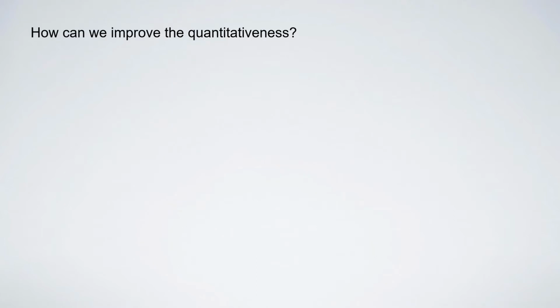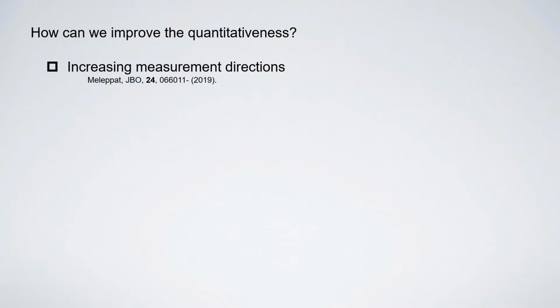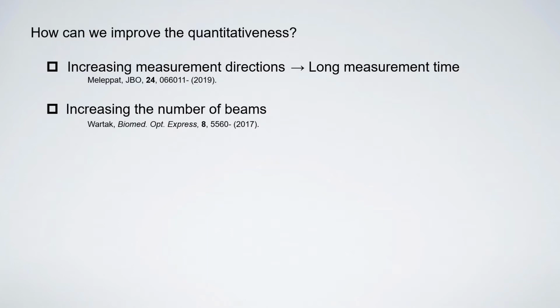Then how to improve? There are two ideas. One is increasing the measurement directions. Some groups revealed Henle's fiber layer by measuring from several directions, but it will cause long measurement time. Another idea is increasing the number of beams. The group in the Medical University of Vienna measured samples from multiple directions simultaneously by using multiple beam system, but the measurement direction is limited due to hardware complexity.